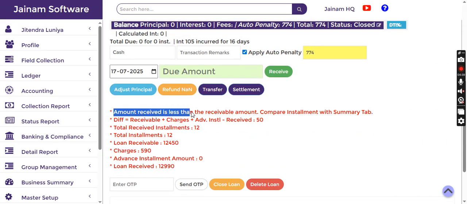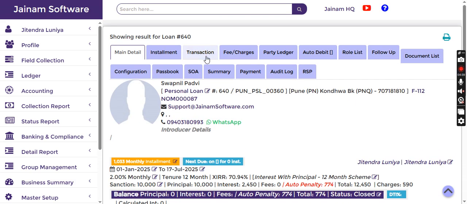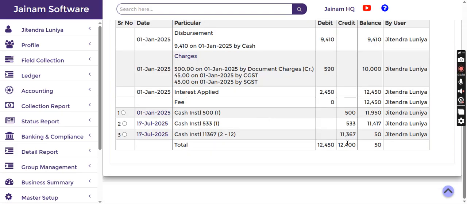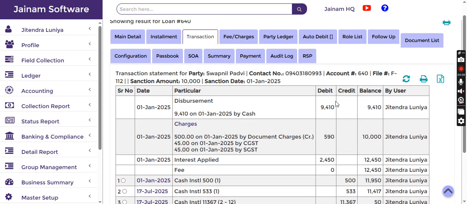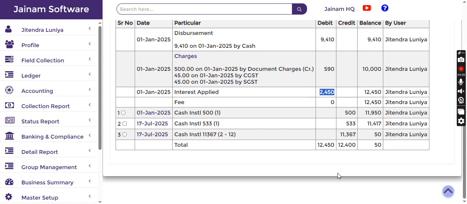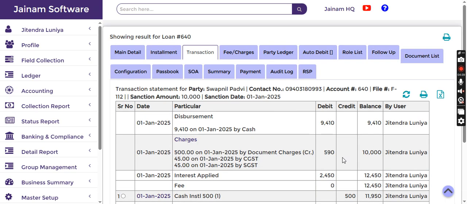Amount received is less than receivable amount. Now, where can you see the receivable amount? In transaction, and here you can see that this is your total receivable amount. Here it is showing 12,450, whereas received amount is 12,400. There is a difference of 450. Now, why this difference? From where has this difference come?